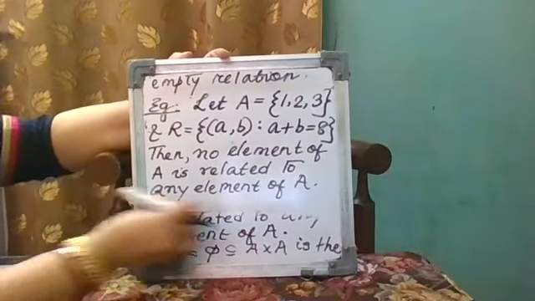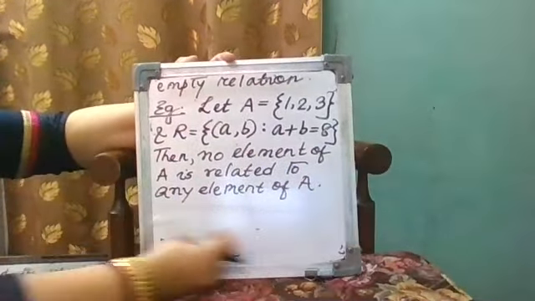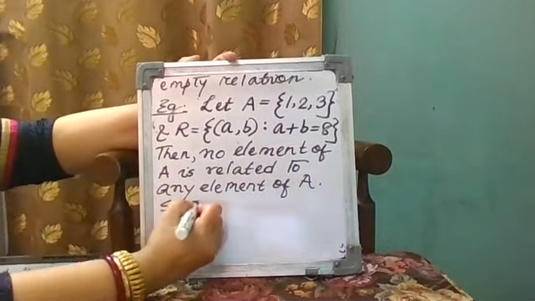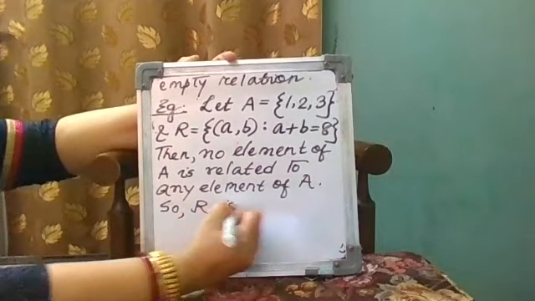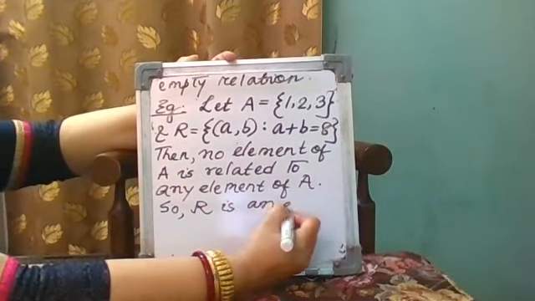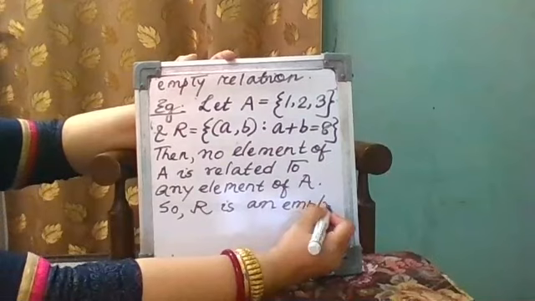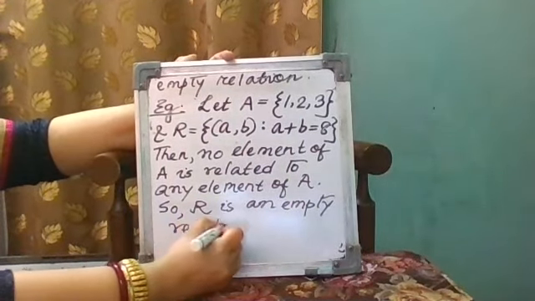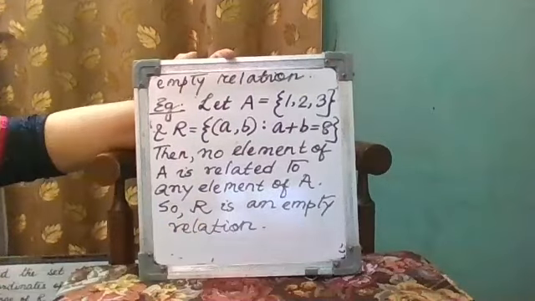So, next line. Comma, R is an empty relation. I'll explain this. First you write: R is an empty relation. Full stop. That's all. I'll explain now.